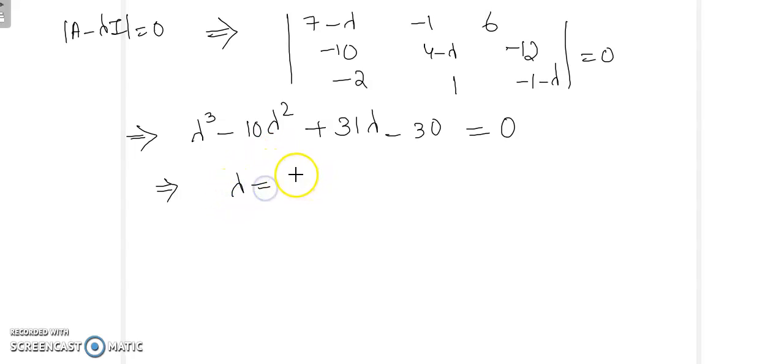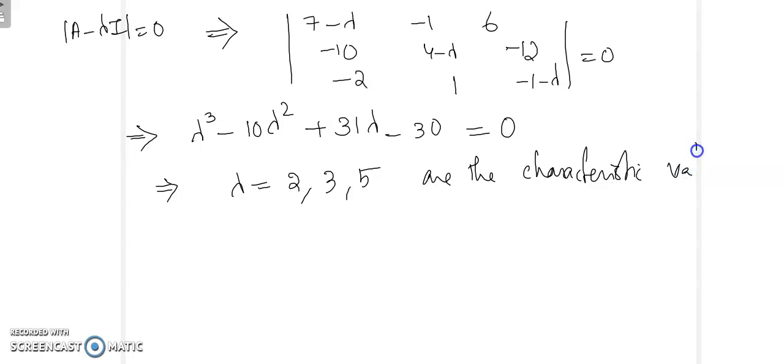So the roots are going to be lambda equal to 2, 3 and 5. So these are the characteristic values. And let us see the characteristic vector corresponding to lambda equal to 2.